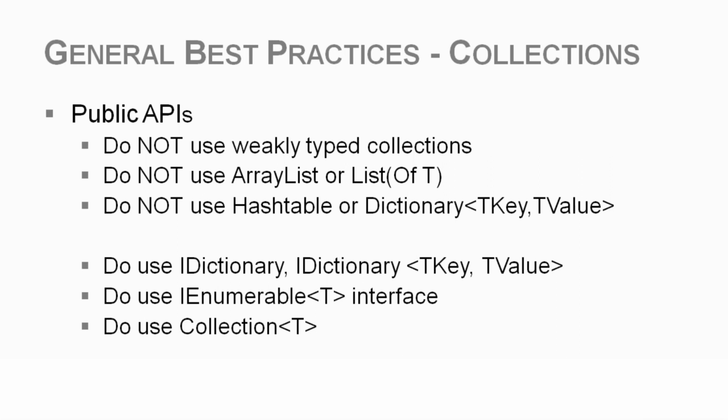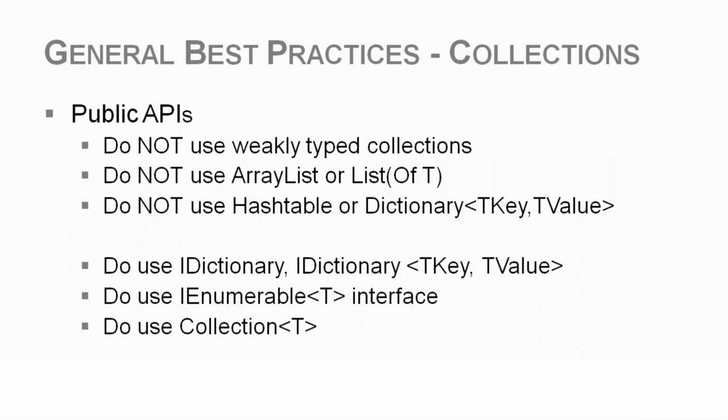They also suggest that you don't use ArrayList because it's weakly typed, or a List of a templated type, and nor do they want you to use Hashtable or Dictionary of templated types. And the reason is that those objects have a number of methods that they would prefer not be called from a public API, and they would prefer that not be available, and that a lot of the methods are really for internal use. So that's their suggestion and guideline.